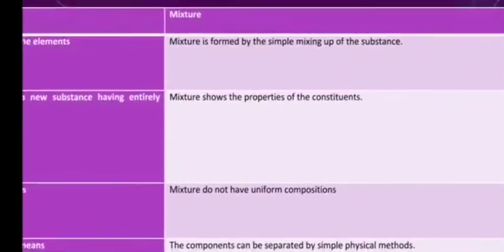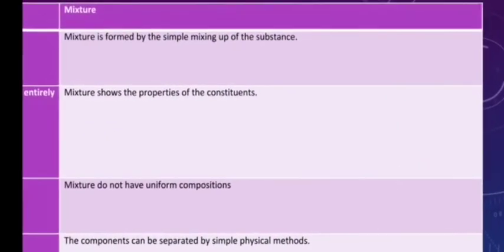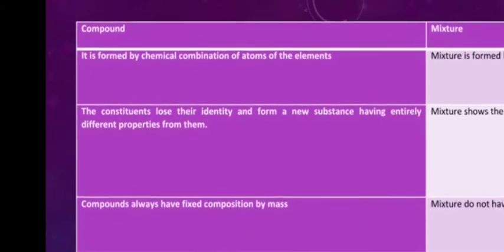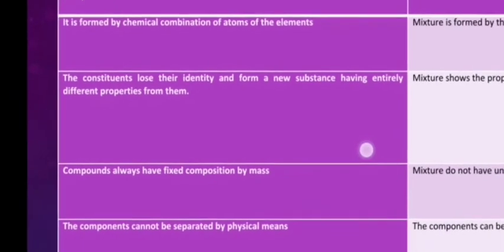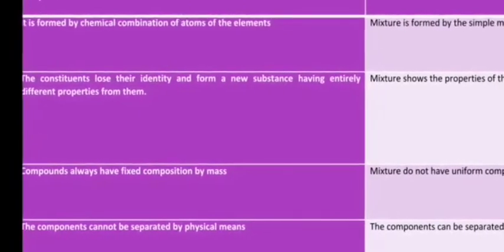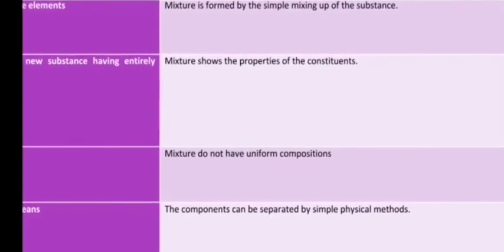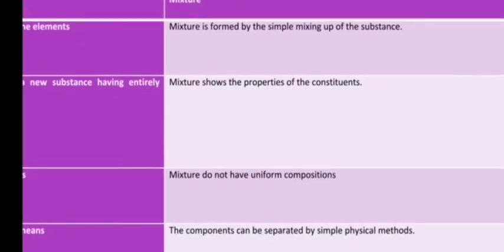And in a mixture, the mixture shows the properties of the constituents या component भी हम कह सकते हैं. In compounds, the compounds always have a fixed composition by mass, like the carbon dioxide की हमने अभी by mass composition देखी है, and ammonia के. तो जो compounds हैं इनकी fixed composition होती है, लेकिन mixtures do not have a uniform composition, like iron and sand का mixture है तो उसकी composition fixed ही नहीं होगी.